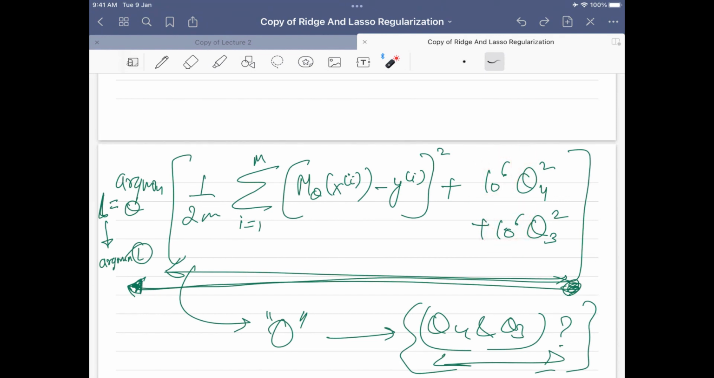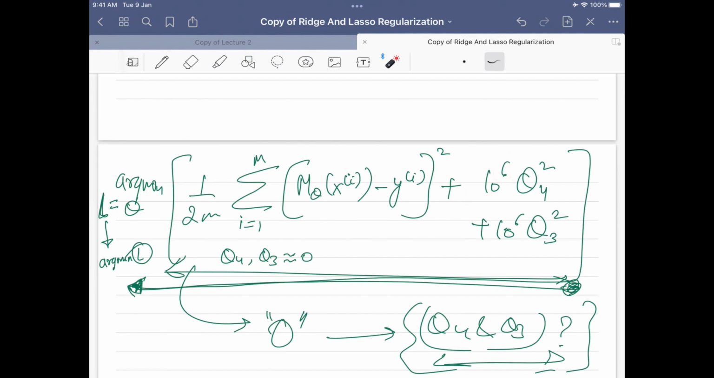So in order to make this factor come close to 0, what this algorithm will do is it will try to make theta 4 and theta 3 come close to 0. Theta 4 and theta 3 will come close to 0 because you have multiplied it with 10 to the power 6. Basically, not specifically 10 to the power 6, you have multiplied it with a very high value.